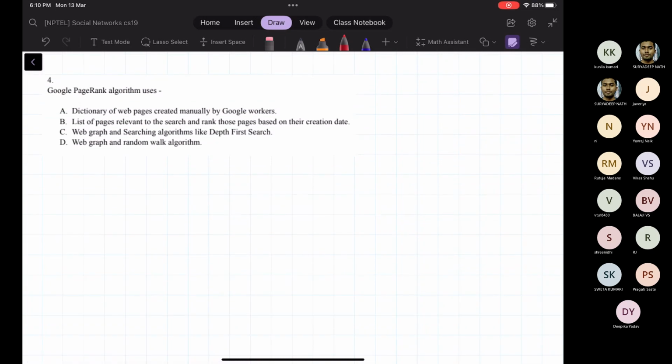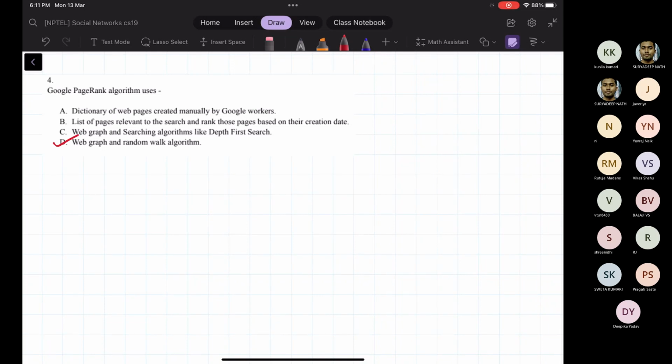Coming to the next question: Google PageRank algorithm uses, we have four options: a dictionary of web pages created manually by Google workers, a list of pages relevant to the search, ranked based on the creation date, web graph and searching algorithms like depth first search, or web graph and random walk algorithm. The right answer is option D, web graph and random walk.